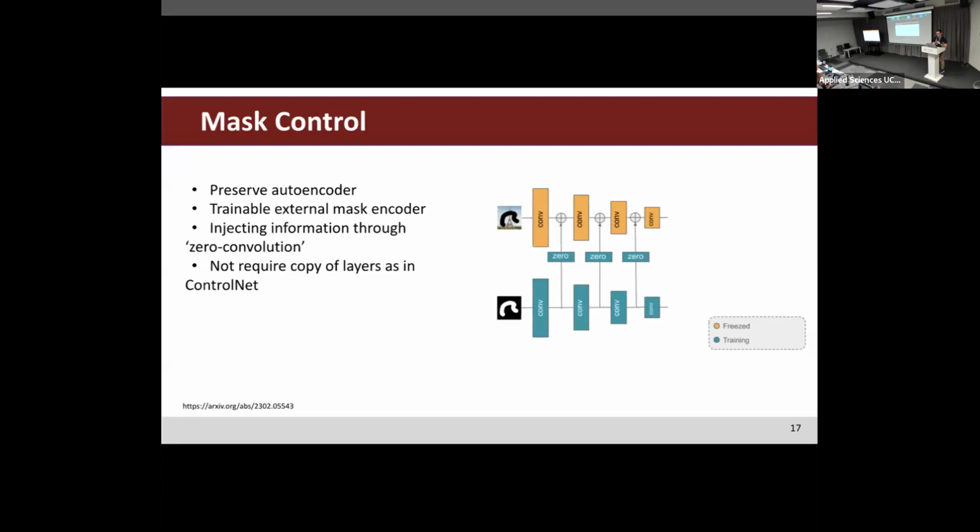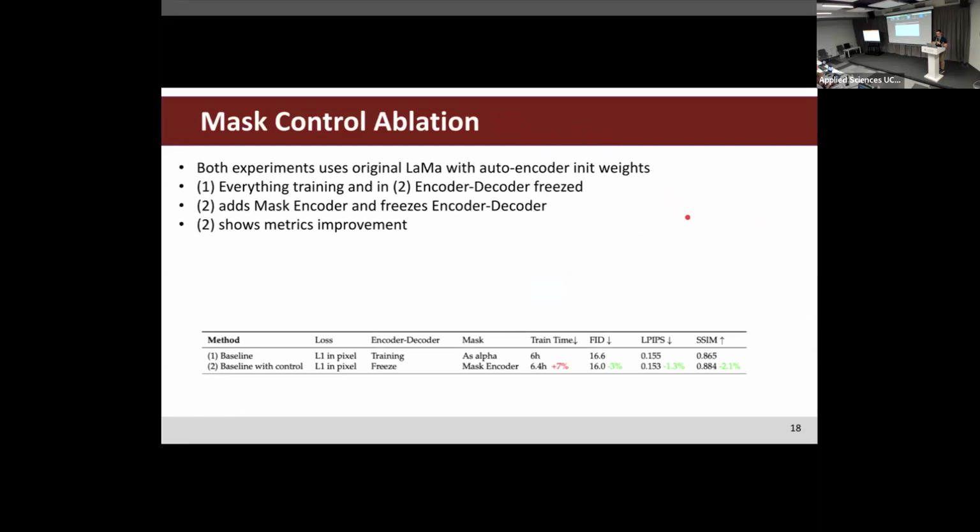But adapted from ControlNet, we propose the following. We could have an external mask encoder followed by zero convolution at a few intermediate steps, after which we add the features to the frozen autoencoder, marked in orange in this plot. And this allows us to start refinement of the corrupted latent space at early layers. And for experiments, we show that this modification actually performs better.